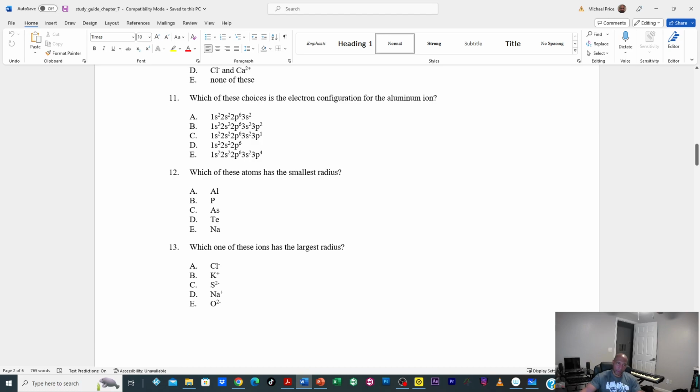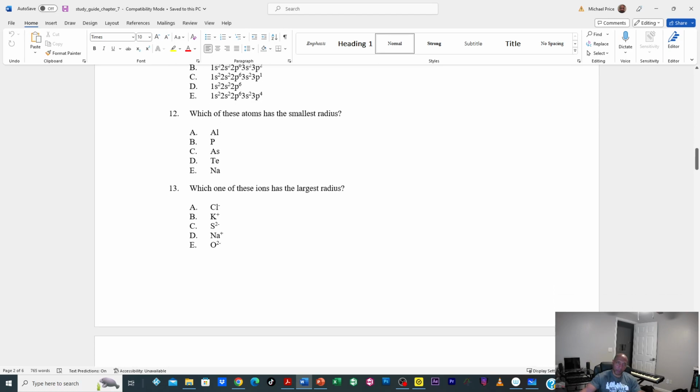So phosphorus is still the smallest, and I compare phosphorus and sodium. Phosphorus is right here, and sodium is right there. They're in the same row, and of course, they get smaller as you go from left to right in the row, so phosphorus is going to be the smallest. So the answer is B, phosphorus. Okay, 13, they ask which ion has the largest radius.